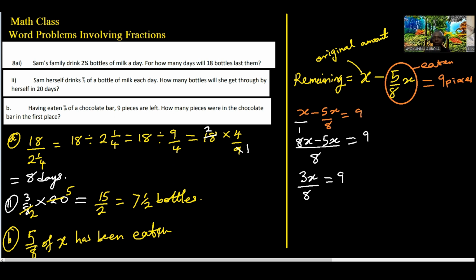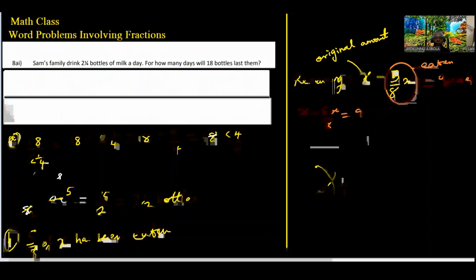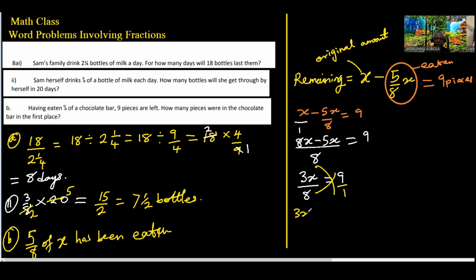Then we can cross multiply, okay? So this multiply this and this multiply this. Then I have 1 times 3x, which is 3x. 8 times 9 is on the other side. I could write the value, but I don't need it for now, since I'm still going to divide by 3 to find my x. So 3 cancels 3. Then 3 here is 1, 3 here is 3. So what is 8 times 3? That's 24. So 24 pieces were there initially, and 5 over 8 has been eaten. So this is the answer.